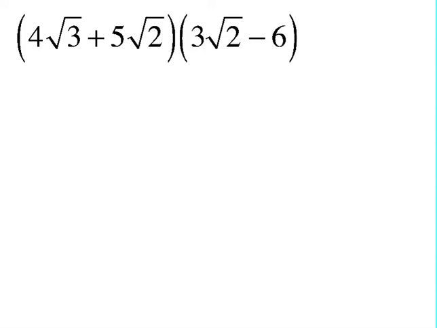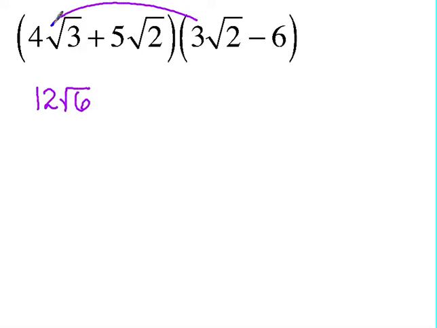4 root 3 plus 5 root 2 times 3 root 2 minus 6. What do you think you're going to do here? You're going to say a times something. You're going to FOIL. So we're going to start with this times this. So we've got 4 times 3, 12 root 6. Good. Okay, 12 root 6.